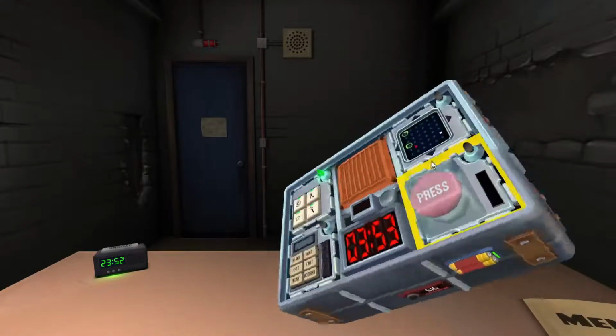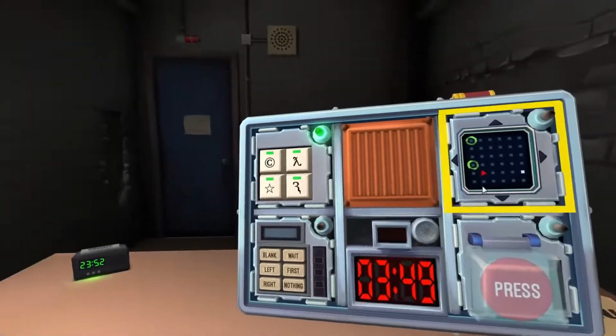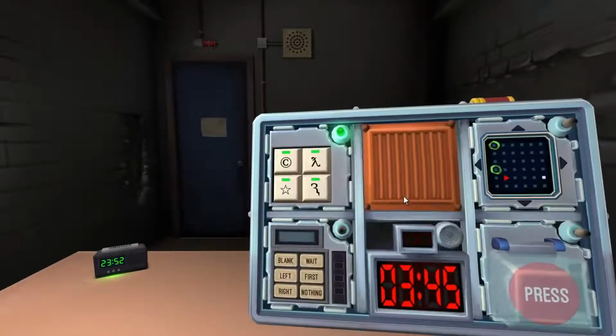Okay, there's a big red button. Okay, it says press on it, okay? You will probably have to ask me some other questions, but that's it. Okay, this is a new one I've never done in my life.